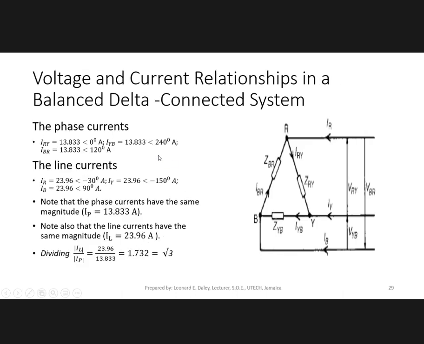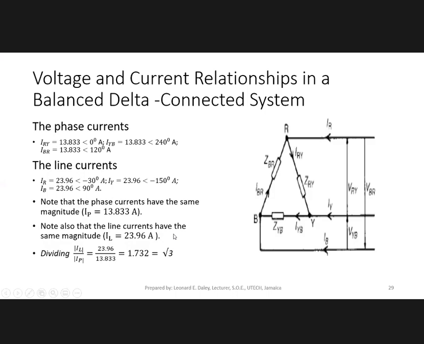All right. So I've rewritten that, and we're looking now at the voltage and current relationships in a balanced delta system. If you notice, the phase currents have the same magnitude, IP is 13.833, and the line currents, IL, have the same magnitude, 23.96. So if we divide the magnitude of the line current by the magnitude of the phase current, we get 1.732, which is equal to root 3.